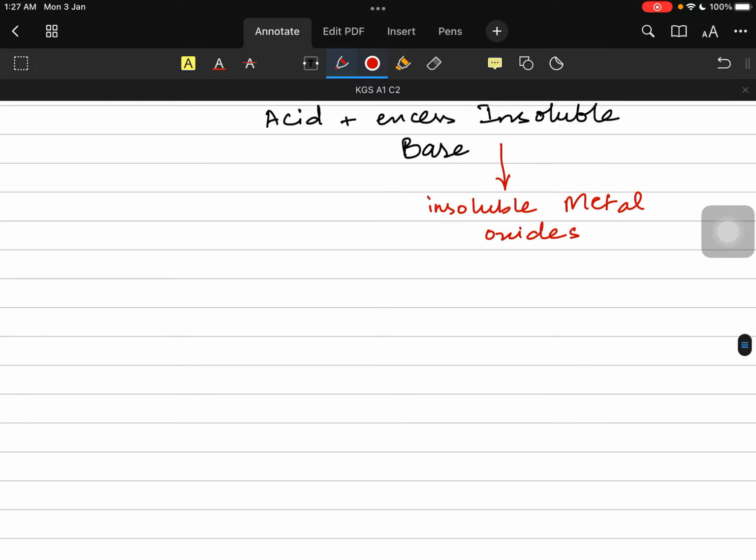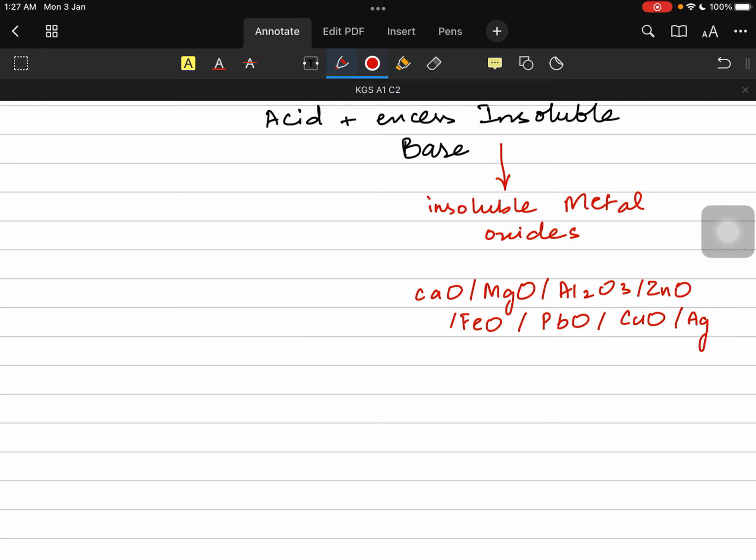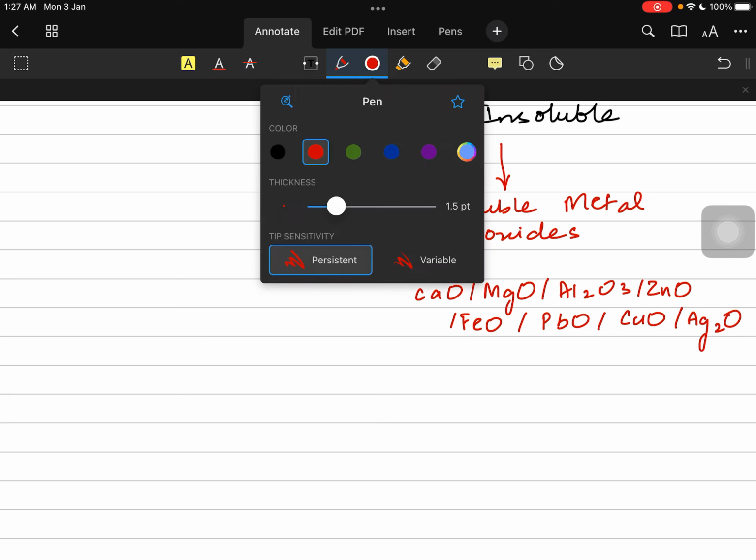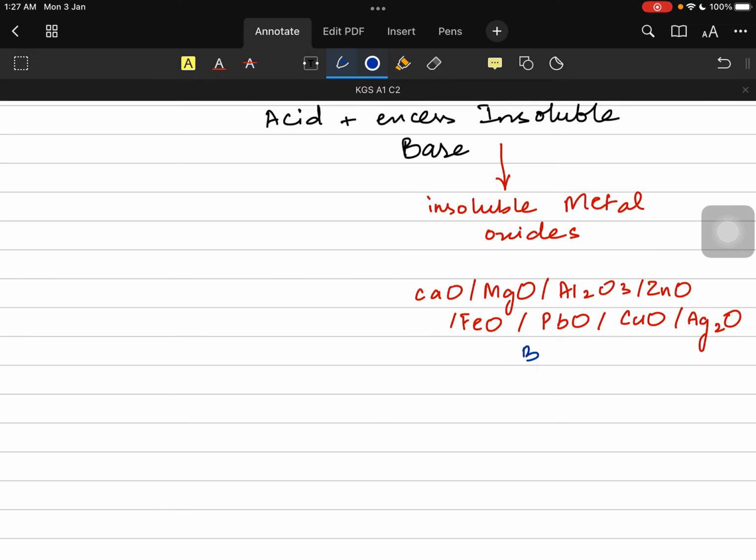So you could be using any insoluble base, from calcium oxide, magnesium oxide, aluminium oxide, you can be using zinc oxide, you could be using iron oxide, lead oxide, copper oxide, or silver oxide. All these oxides are metal oxides, they are basic in nature and insoluble. And then you have any acid of your choice. You can have any acid depending on the salt. So right now we are talking about a general preparation method, and we'll see how we do it.